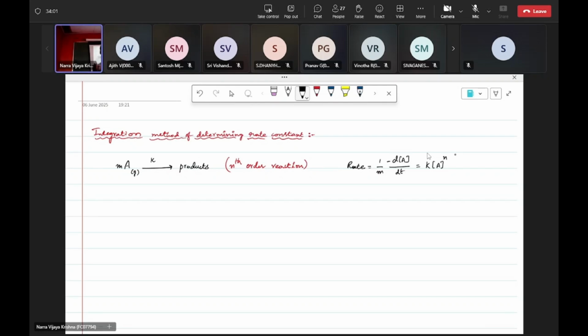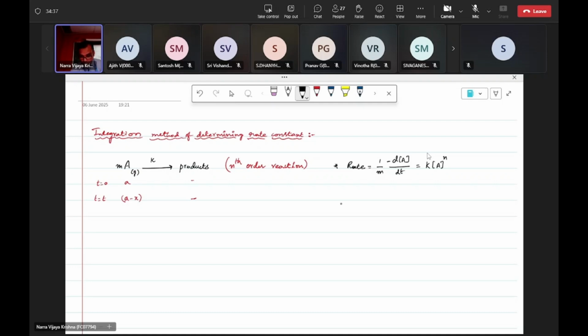Understood? Any questions, sir? That's why I have not taken n_A, nth order. I showed them differently so that you don't get confused. At a time t equal to 0, let its number of moles be a. After a certain time, some amount of A is gone. So what will I write? A minus x. Correct? Can I write like this?